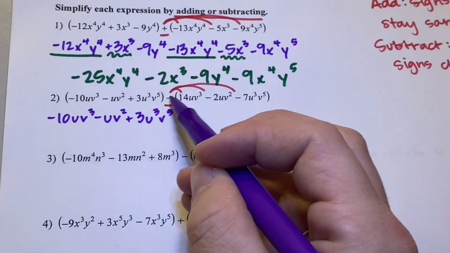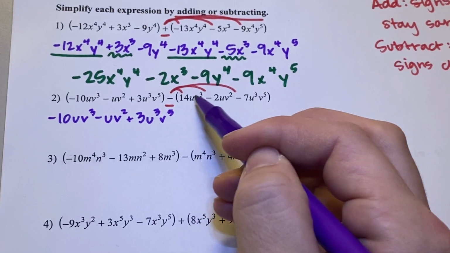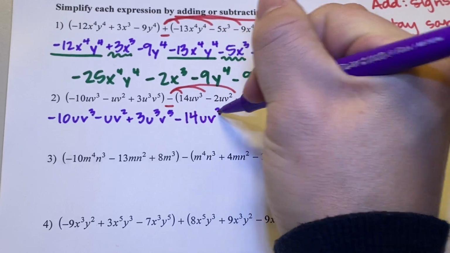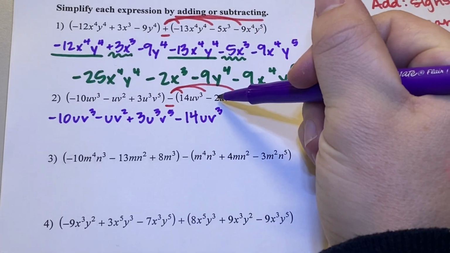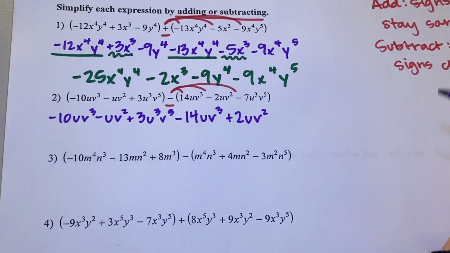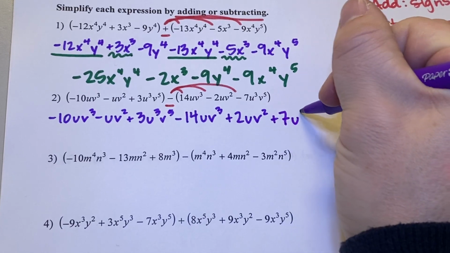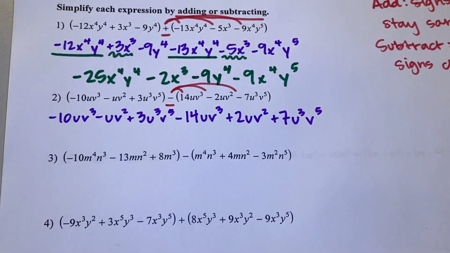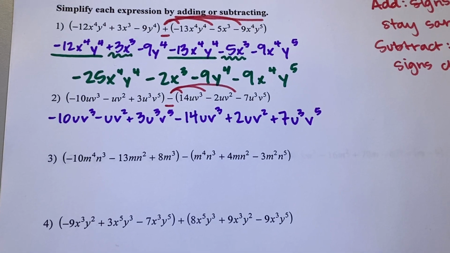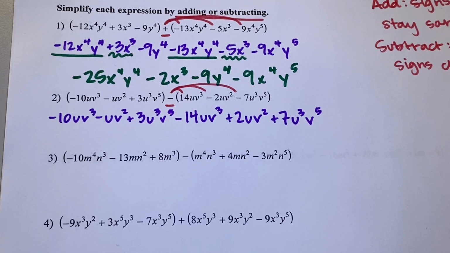Okay, so now my subtraction sign tells us that these signs change. So positive 14, blah, blah, blah, changes to negative 14, blah, blah, blah. Negative 2 changes to positive 2, blah, blah, blah. And negative 7 changes to positive 7, blah, blah, blah. Okay, lots of blah, blah, blahs.